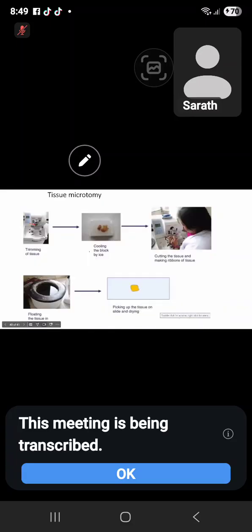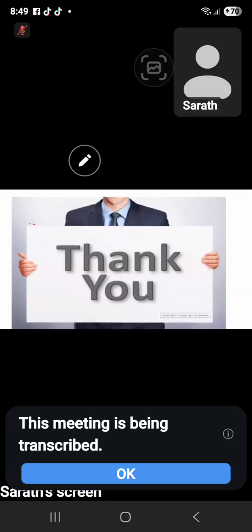So this is tissue microtomy: trimming of tissues, then cooling the wax block, then cutting the tissue, making the ribbons of the section, putting them into the warm water bath, then the sections come out. Sections are taken onto the slide. This is the end of the presentation.